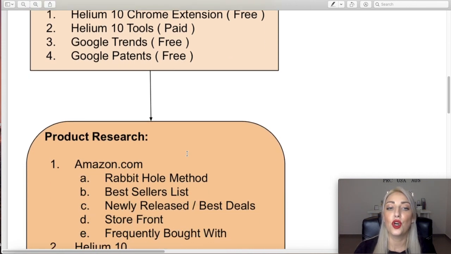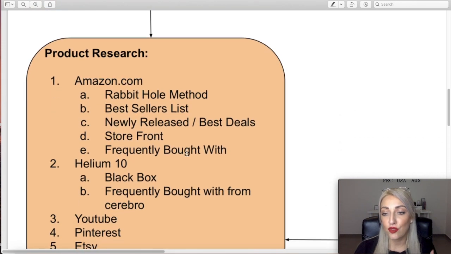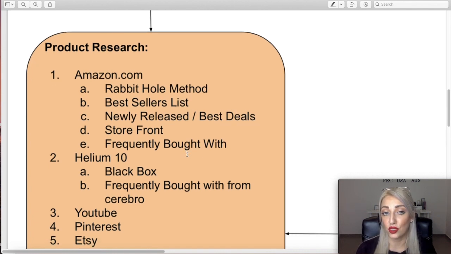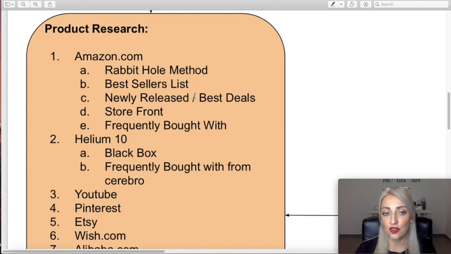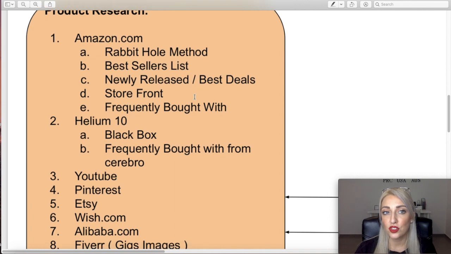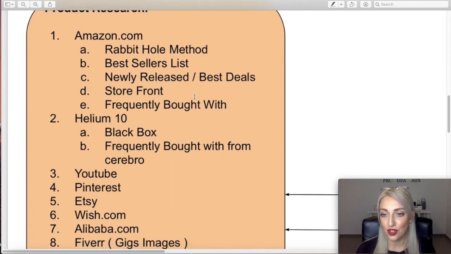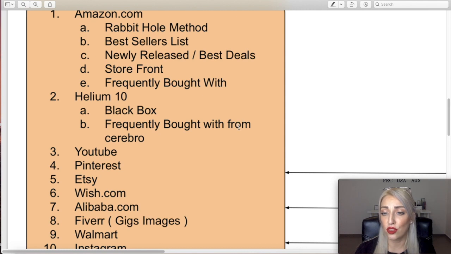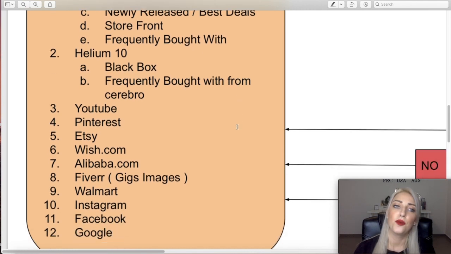All right. So once we have those tools and we've identified our budget, we're going to go into the product research itself. And then I've just given some examples of how you can do product research. So the first one is using Amazon. On Amazon, you can do the rabbit hole method, the best sellers list, newly released best deals, the storefront, and frequently bought with. On Helium 10, you can use Black Box or the frequently bought with from Cerebro or Magnet.